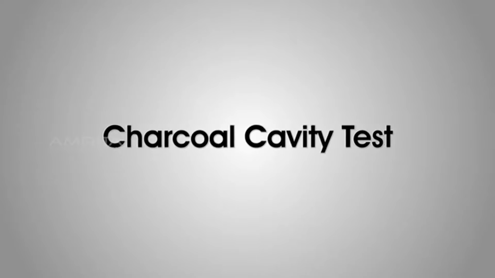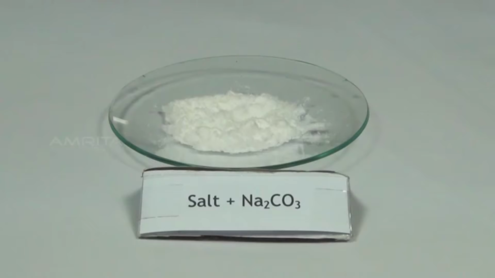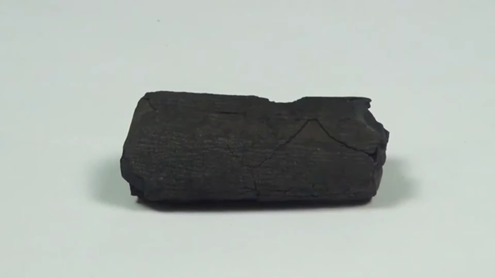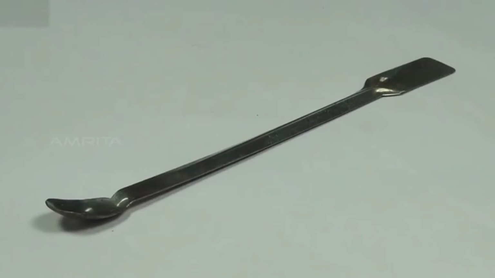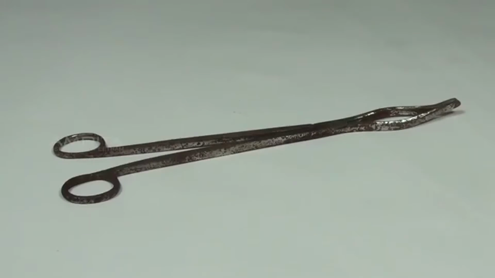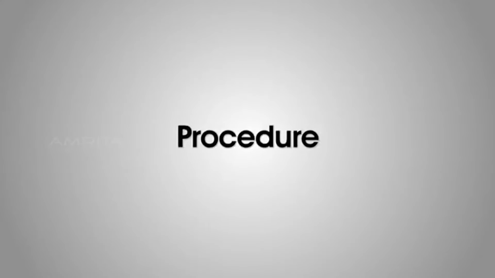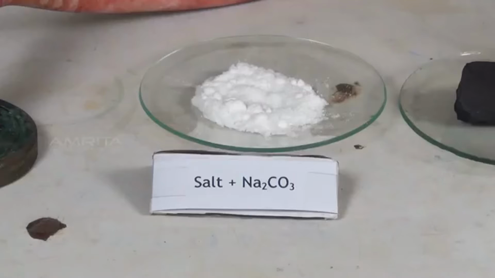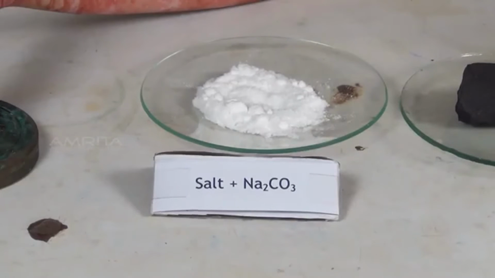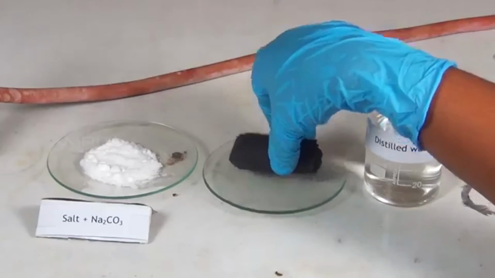Charcoal cavity test. Materials required: mixture of salt and sodium carbonate in a watch glass, charcoal piece, distilled water, spatula, dropper, tongs, blowpipe and Bunsen burner. Procedure: take a mixture of a small quantity of salt and double its quantity of sodium carbonate in a watch glass. Take a charcoal piece with small cavity in it.